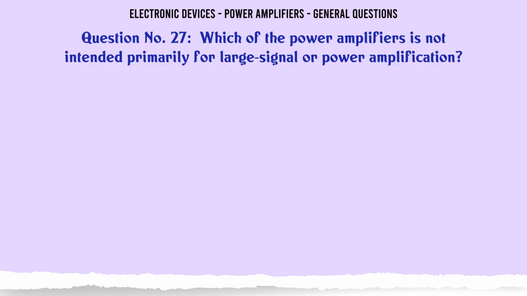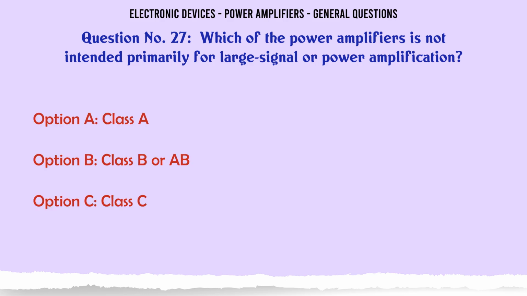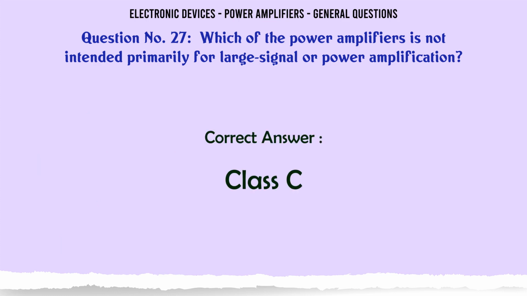Which of the power amplifiers is not intended primarily for large signal or power amplification? A: Class A, B: Class B or AB, C: Class C, D: Class D. The correct answer is Class C.